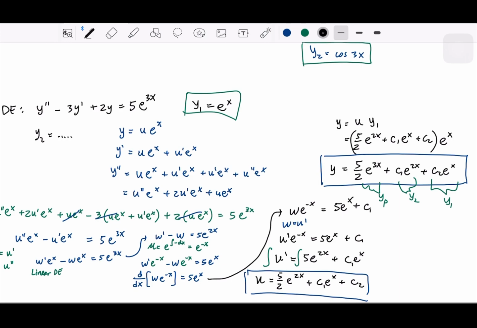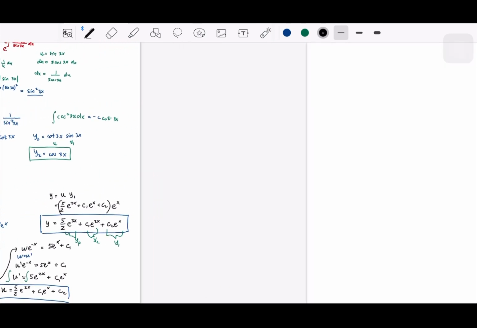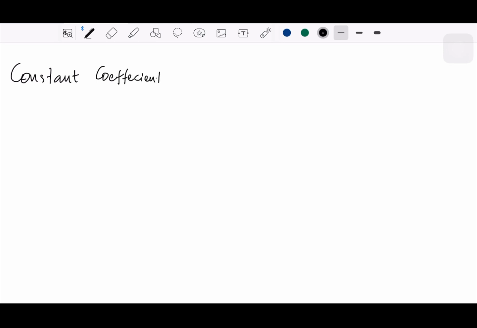Okay, let me continue. Now we are moving to the next techniques, the next method. It's called the constant coefficient. This is within the homogeneous linear equations.